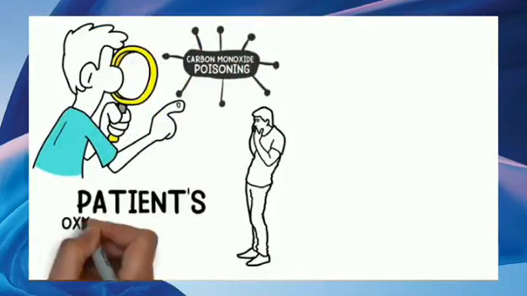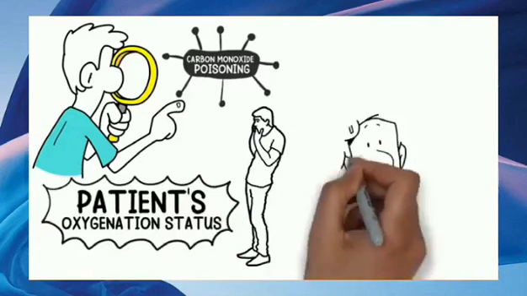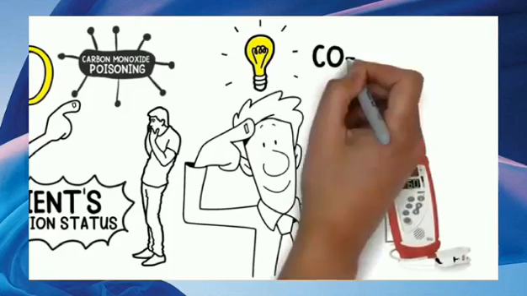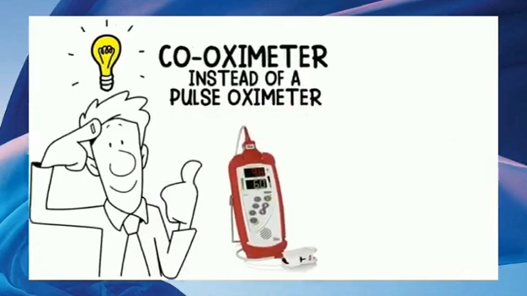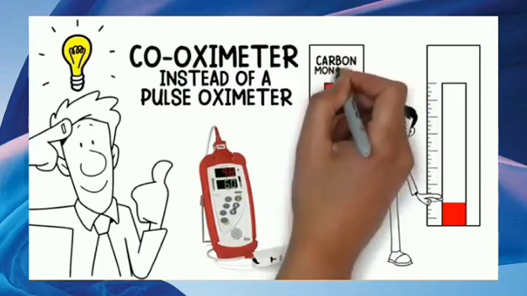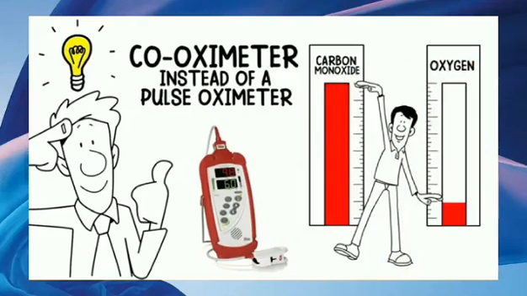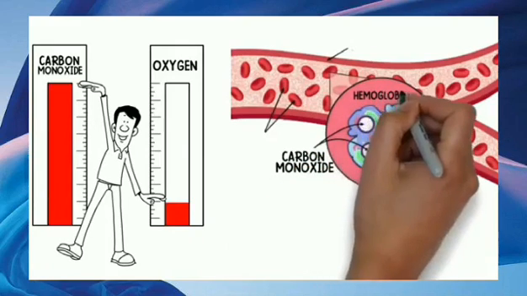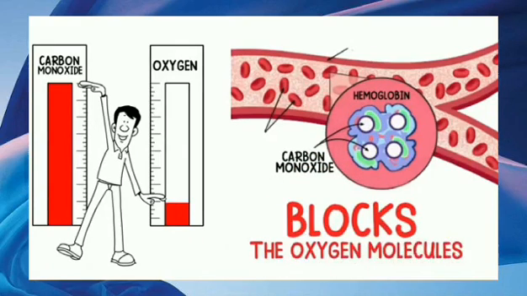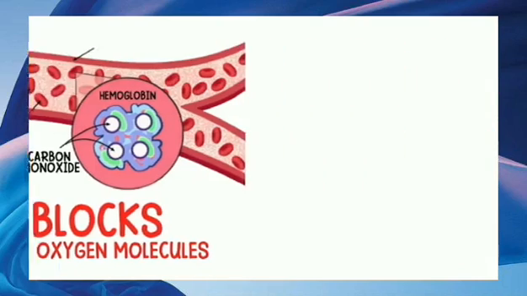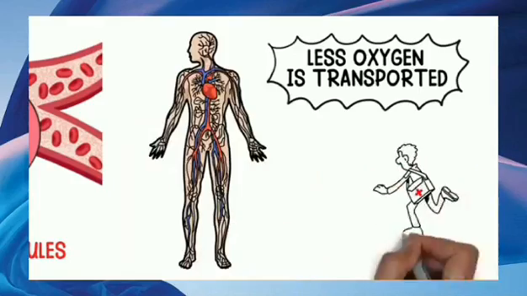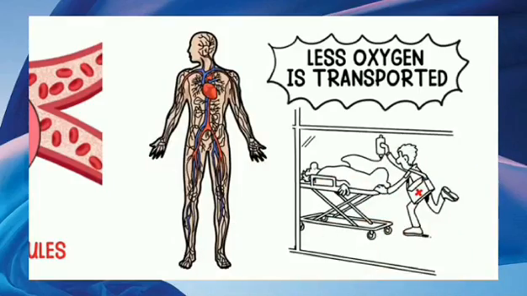If carbon monoxide poisoning is suspected, it's important to monitor the patient's oxygenation status. However, here's another important tidbit to remember. The patient's oxygenation should be analyzed with a CO oximeter instead of a pulse oximeter. That is because the affinity of carbon monoxide for hemoglobin is much higher than that of oxygen. Essentially, carbon monoxide binds to hemoglobin in red blood cells instead of oxygen, so it basically blocks the oxygen molecules from attaching where they normally would. This means that less oxygen is transported to the organs and tissues of the body, which explains why carbon monoxide poisoning can have such detrimental effects.